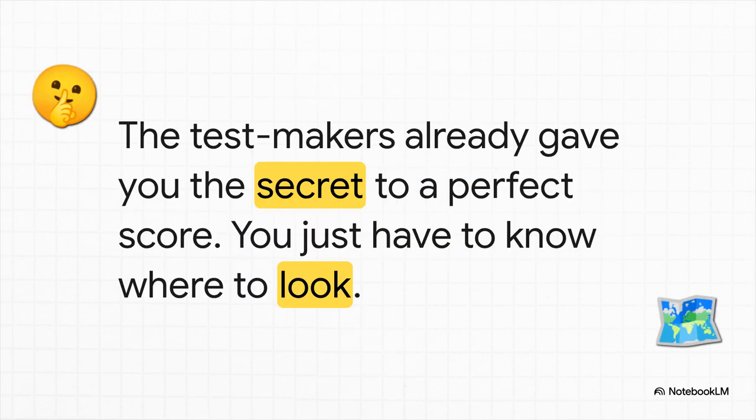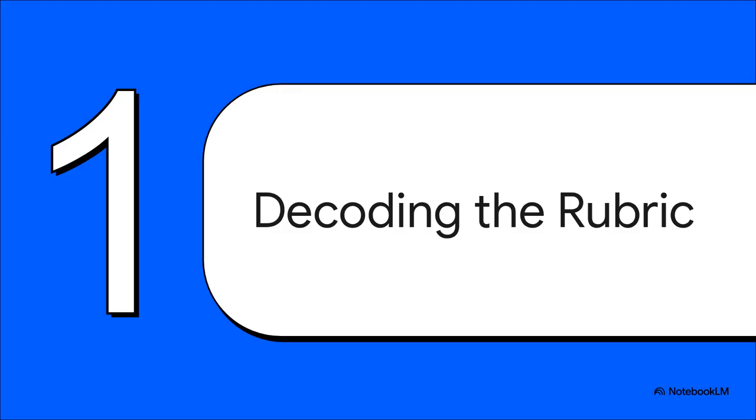Okay, but what if I told you something kind of crazy? What if I told you that the people who make the test have already given you the secret to getting a perfect score? Seriously, it's not some big mystery. It's sitting there in plain sight. You just have to know where to look. So let's pull back the curtain. The secret. It's all in the official scoring rubric.